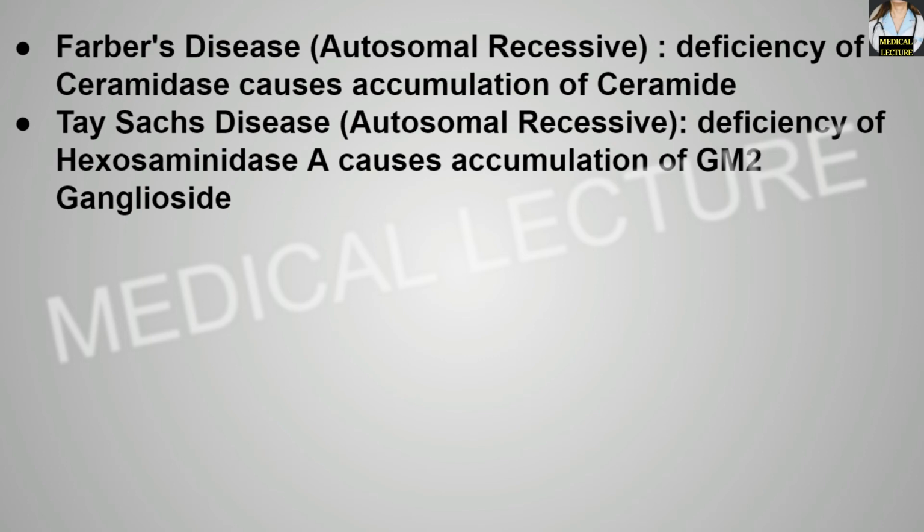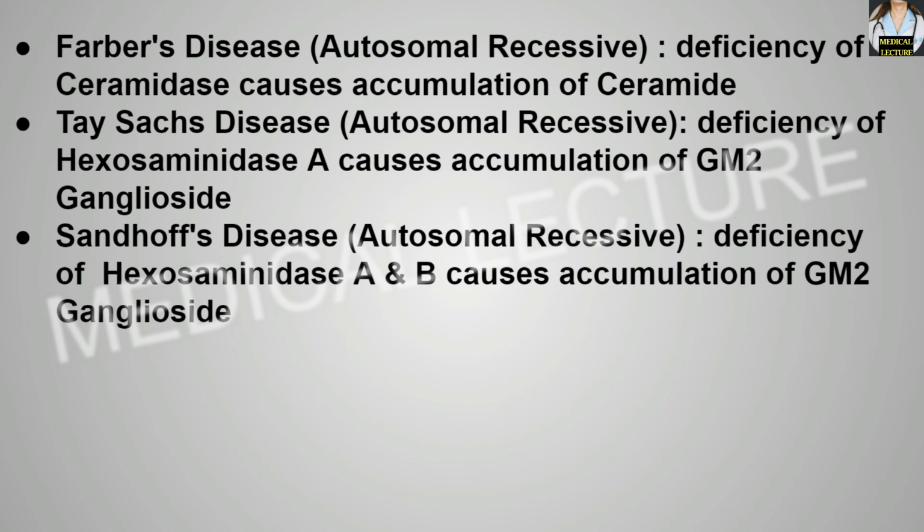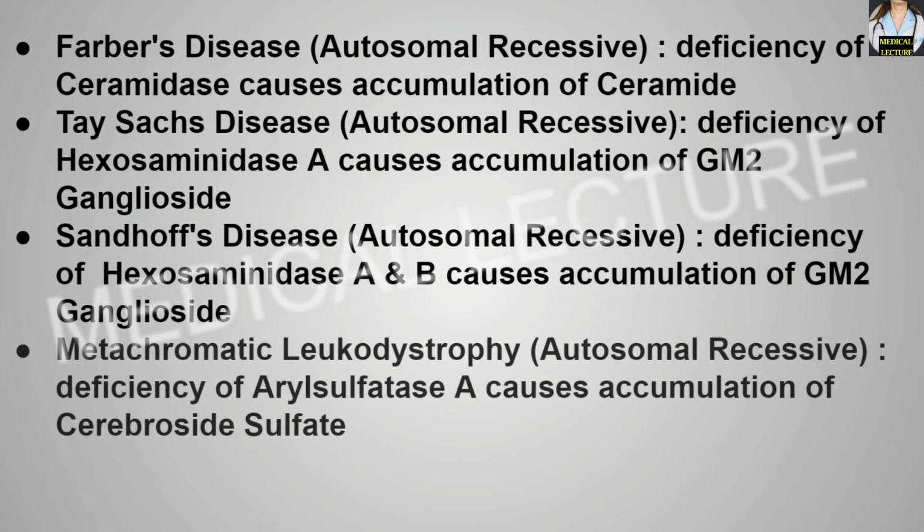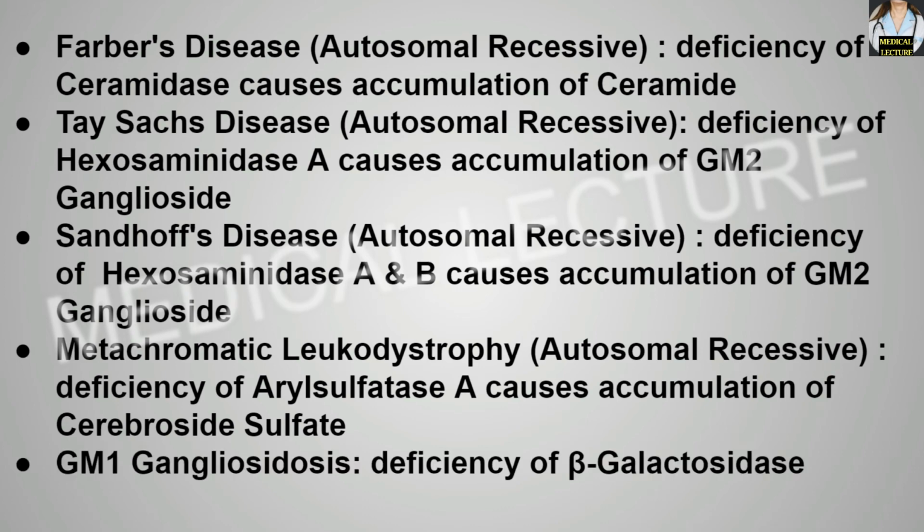Tay-Sachs disease is an autosomal recessive disorder caused due to deficiency of the hexosaminidase A enzyme and causes accumulation of GM2 ganglioside. Sandhoff disease is an autosomal recessive disorder caused due to deficiency of the hexosaminidase A and B enzymes, which causes accumulation of GM2 ganglioside. Metachromatic leukodystrophy is an autosomal recessive disorder caused due to deficiency of the arylsulfatase A enzyme and causes accumulation of cerebroside sulfate. GM1 gangliosidosis is due to deficiency of beta-galactosidase.